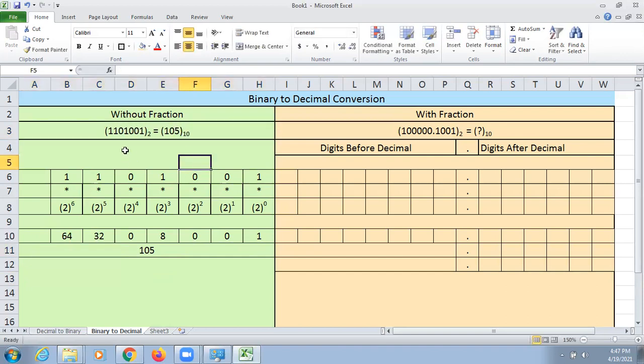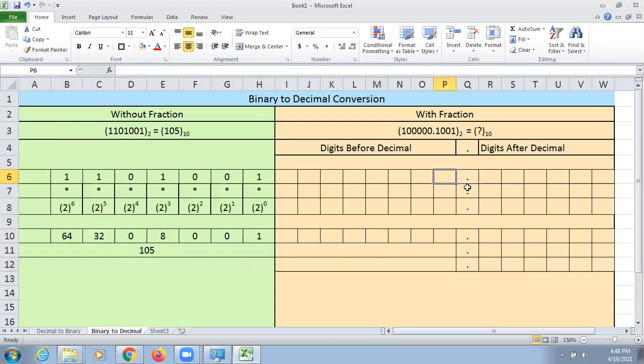This is how we can convert a binary number to a decimal number. How did we do it? We have to write all the digits in different cells, and then multiply each with 2 raised to power 0, starting from the back side. So 2 raised to power 0, 2 raised to power 1, 2, 3, 4, 5 and 6. Then whatever numbers you get, you add them all to get the answer. Right? Now let's do this question.